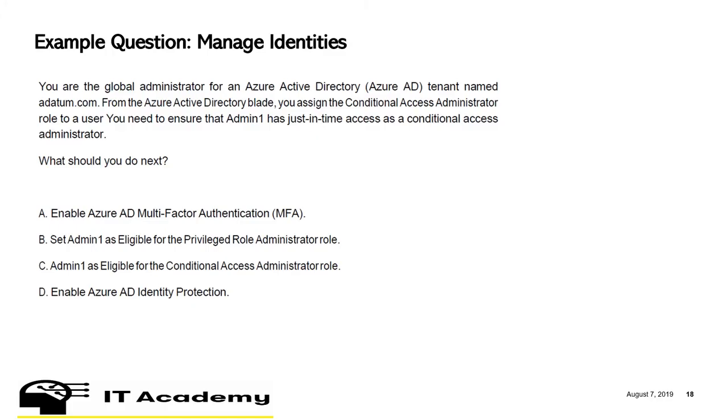Let's have a look at the type of questions you might come up against when you're coming into the Manage Identities objective of the exam. In this multiple choice question, we're given a scenario: we are the global administrator for an Azure Active Directory (Azure AD) tenant named adatum.com. From the Azure Active Directory blade, we assign the conditional access administrator role to a user. We then need to ensure that admin1 has just-in-time access applied to it as a conditional access administrator. What should we do next?